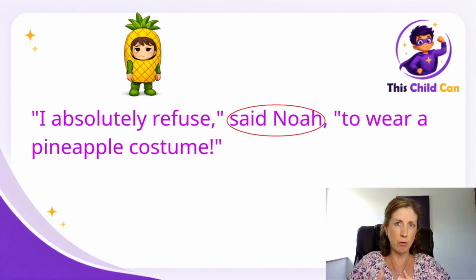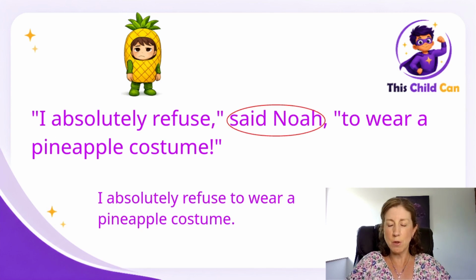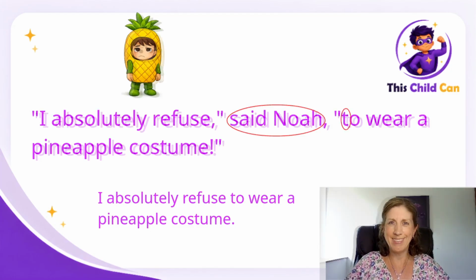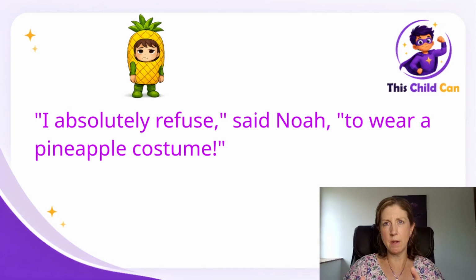So if we take out the words said Noah just for a moment, then what we're left with is, I absolutely refuse to wear a pineapple costume. That's one continuing sentence. So the "to" does not need a capital letter. So the speech is interrupted and the commas show where the interruption happens. The exclamation mark shows the end of the spoken sentence.